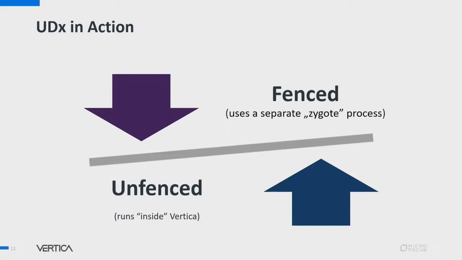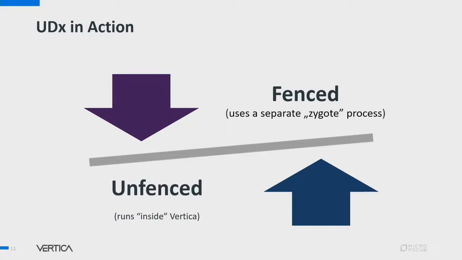So in general, using fenced mode does not affect the development of UDX, and fenced mode is enabled by default for all UDXs that support that mode. On the other hand, unfenced mode runs within Vertica, so they are as fast as the Vertica process. And also, from the operating system perspective, they have exactly the same PID.